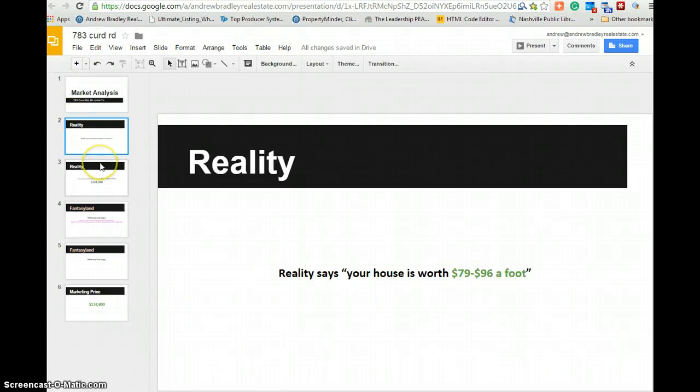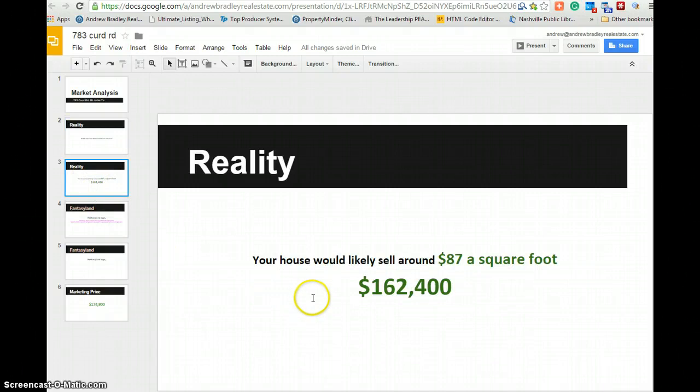And so if I took the mean between those two numbers and then multiplied it by your square footage, we end up with 87 a square foot, or making your house sell for about 162. So I don't like to move beyond there until that's really sunk in.